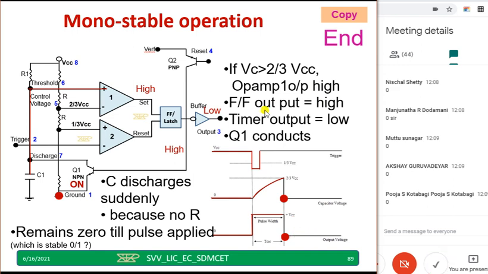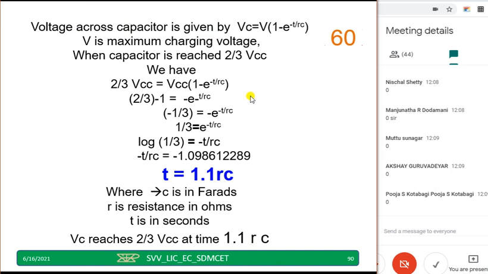Therefore, 0 is a stable state. Very good. Happy to see your answers in the chat box. And in the last class I asked you to note down this, and t equal to 1.1 RC. That is the time it will be on. So this is the equation.